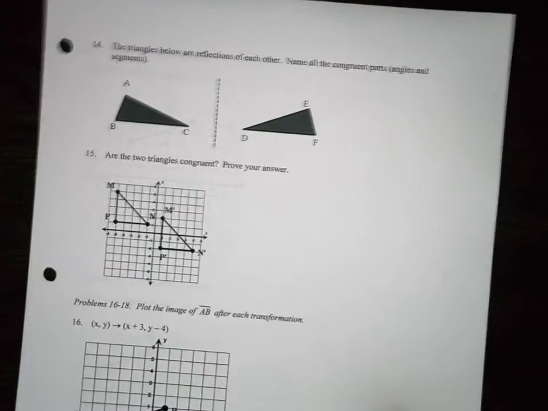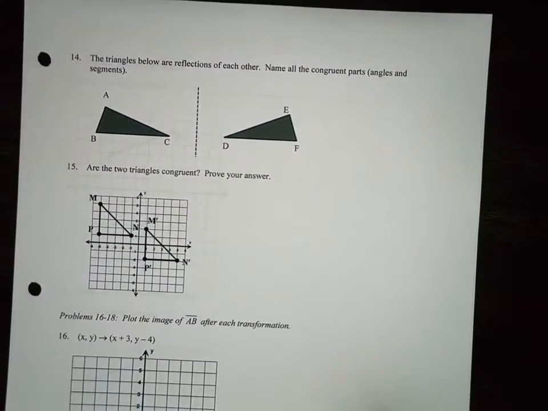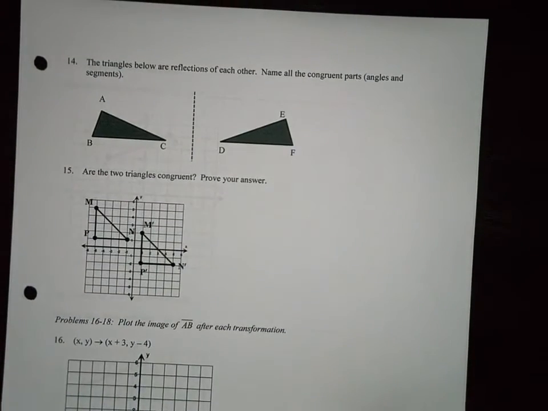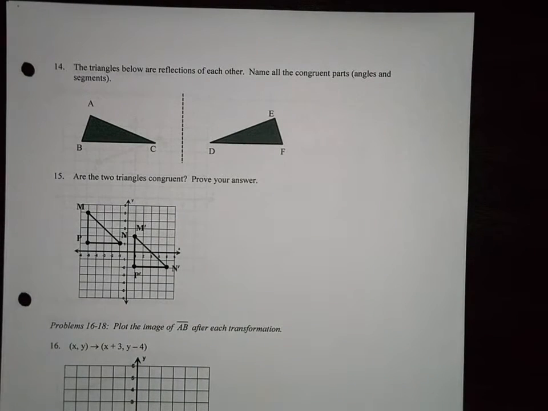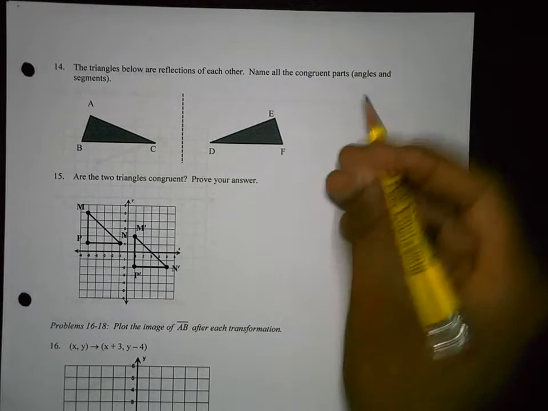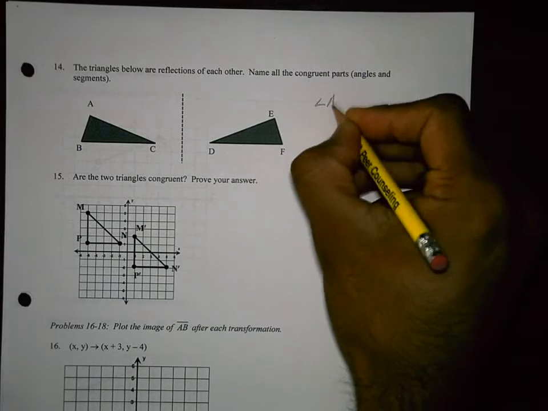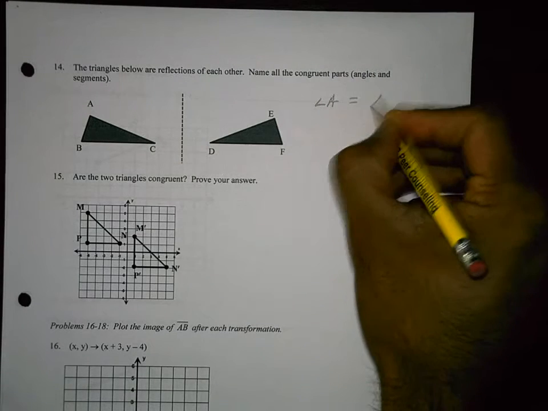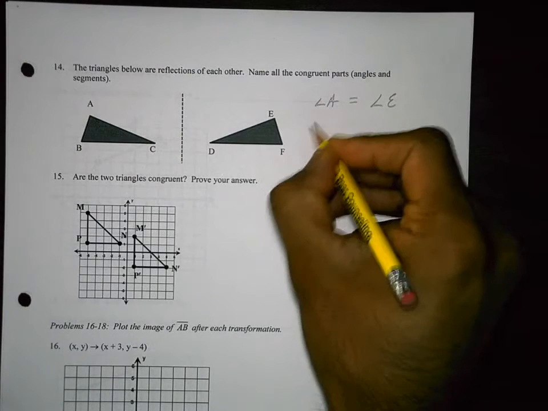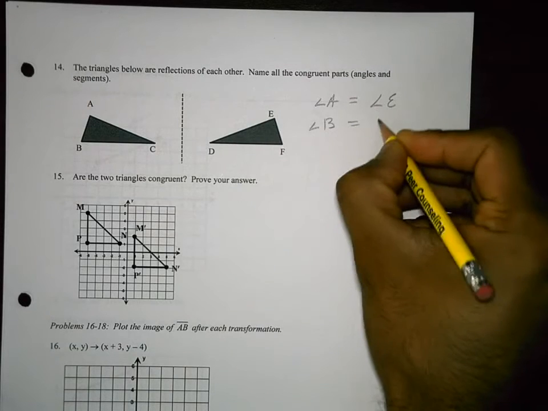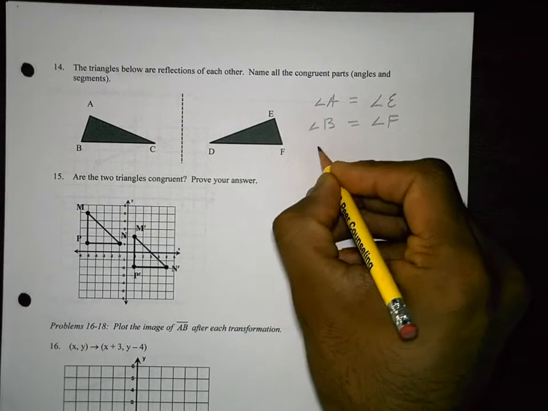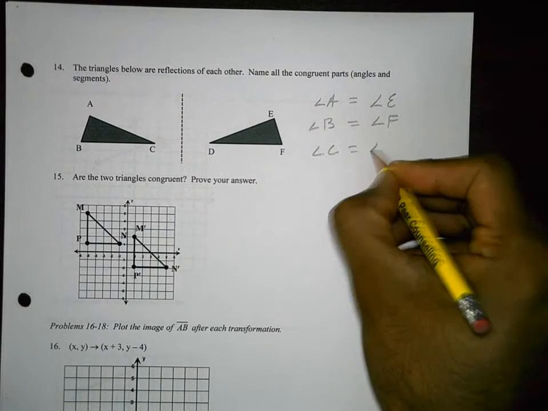Number 14. Triangle below reflects over each axis. So they want us to name all the congruent parts. What goes with what, or what corresponds with what. So I'm going to say here, angle A goes with angle E. Angle B goes with angle F. Angle C goes with angle D.